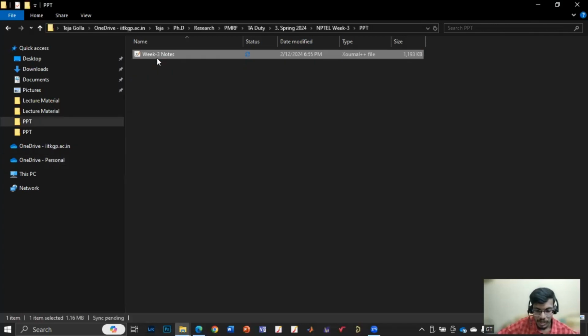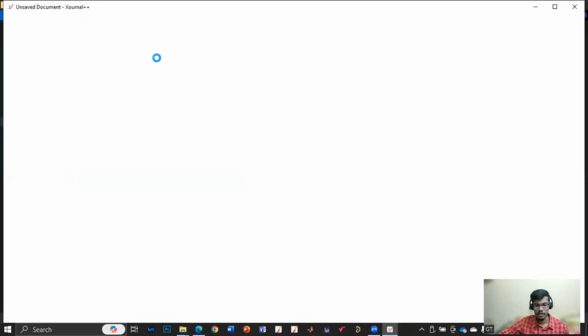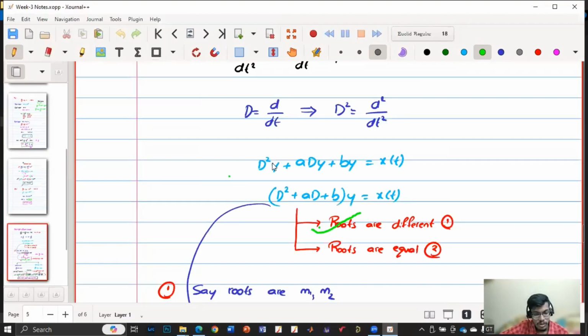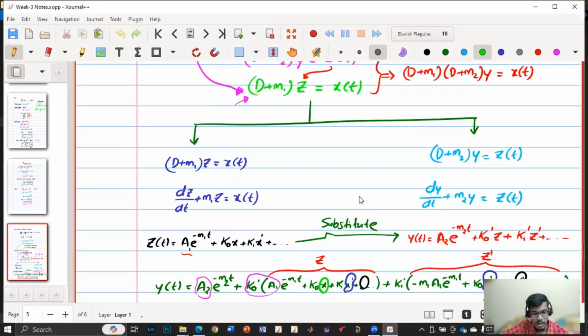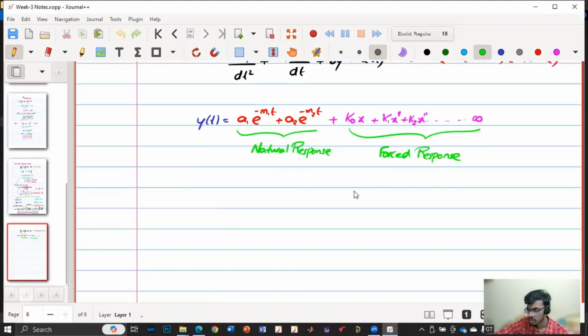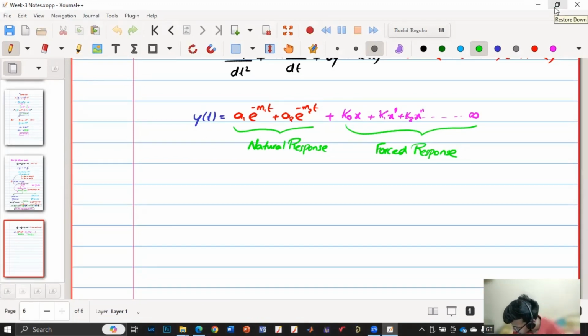So you are clear with the second order differential equation, right? Yes, sir. Okay. So we have completed the first part where roots are different. Now we'll go to the second part where roots are equal. This will be somewhat interesting.